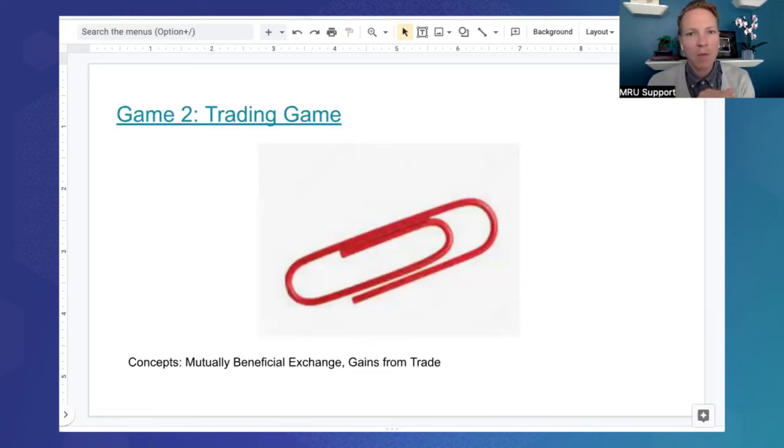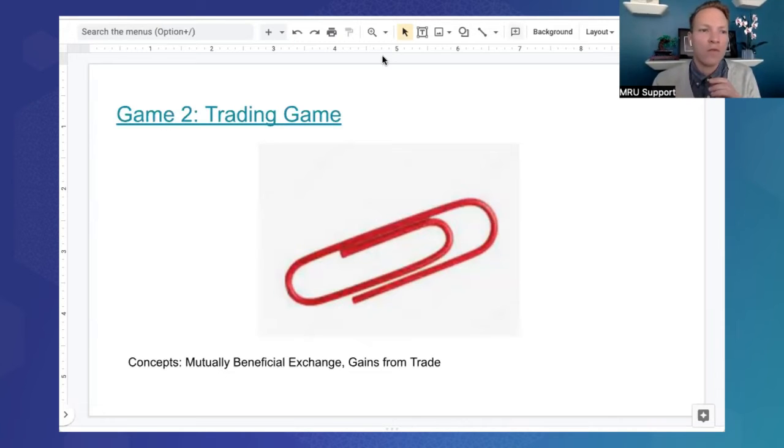And this game, you may see it a lot. You may have heard about it as the brown bag game. And there's a couple different versions of it. But essentially, what ends up happening is your students should all have items. And then they trade with each other. They enter into trades with each other.